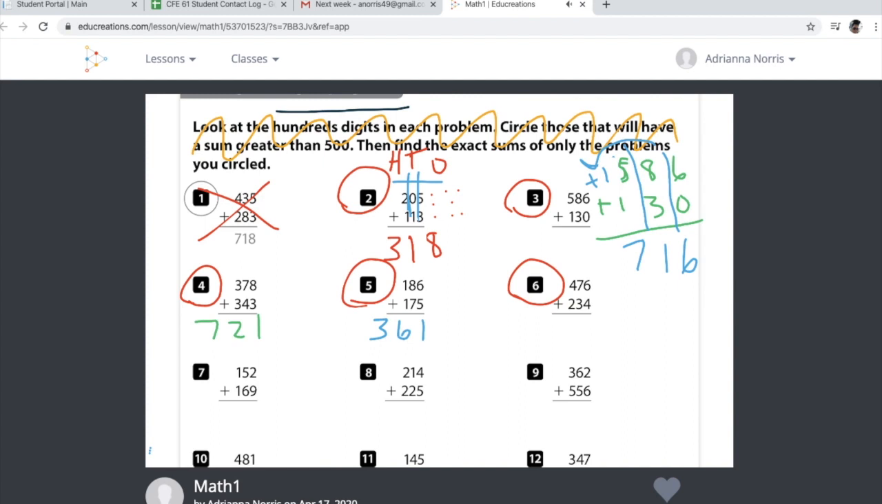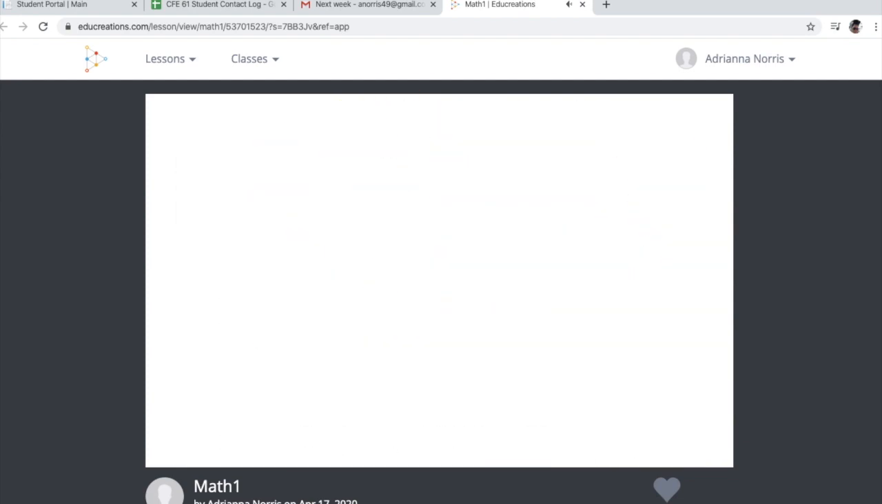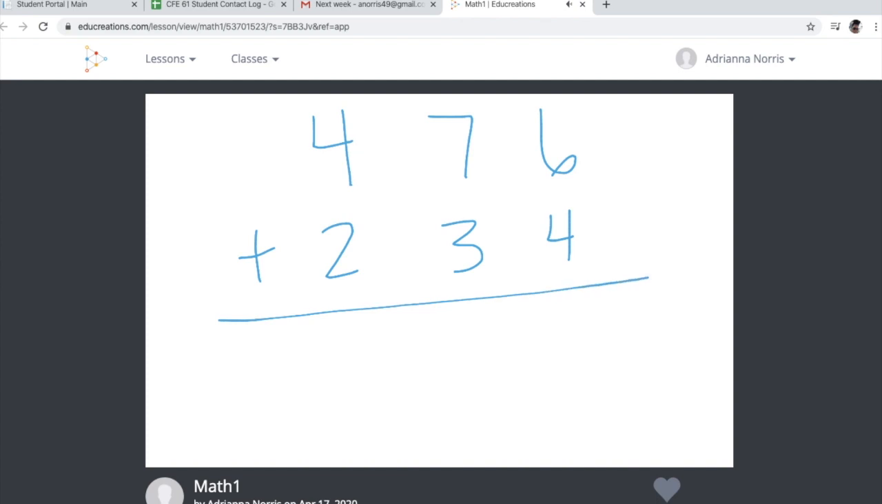All right. Last one. I have 476 plus 234. All right. I always start in the ones place. And when I'm adding, my numbers get bigger. So here we go. I have a 6 and a 4.